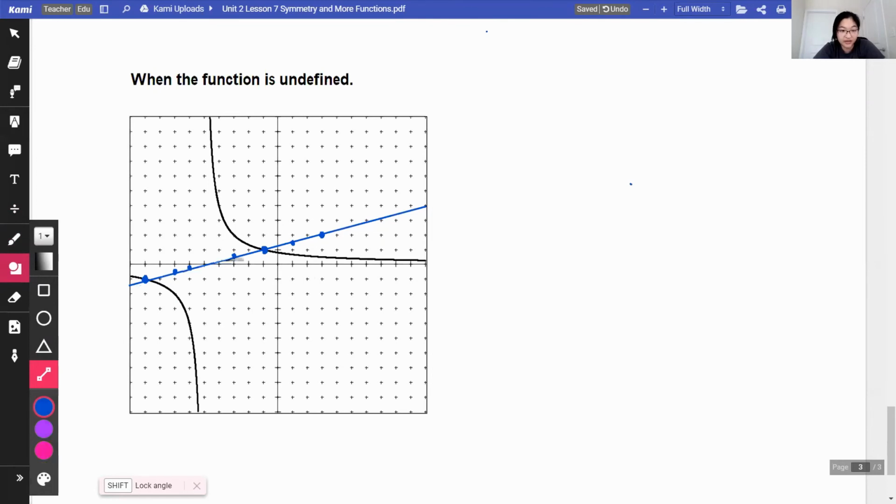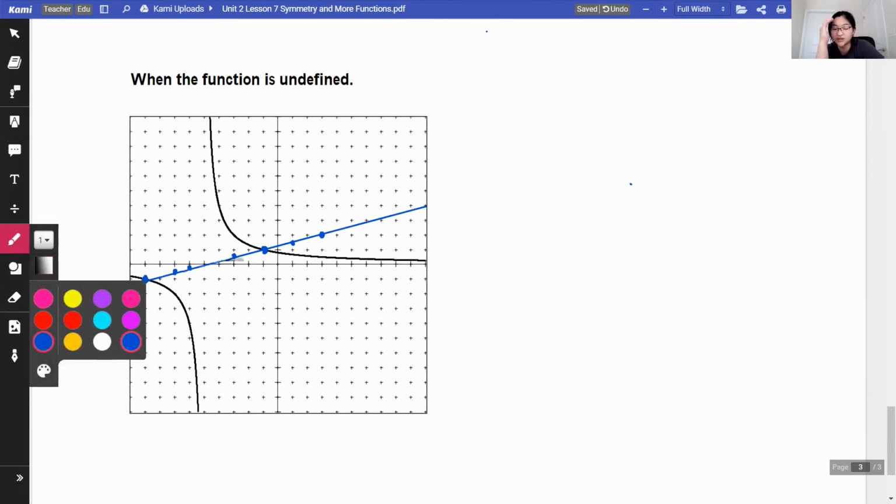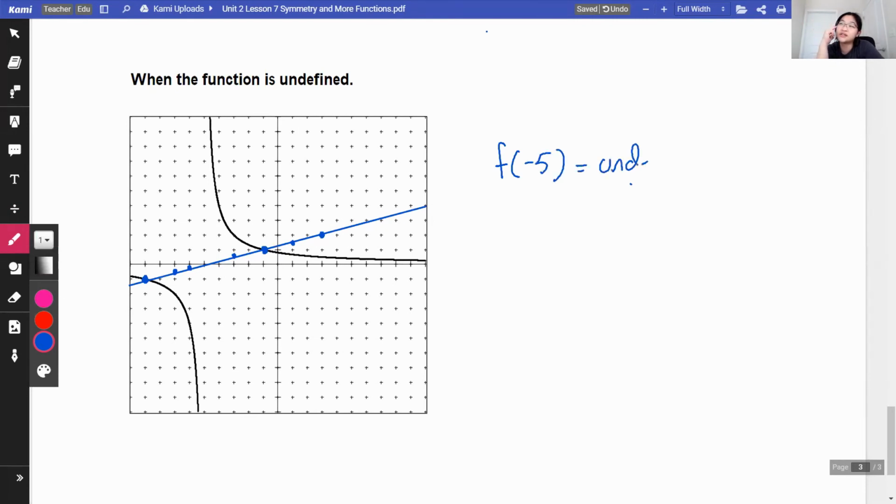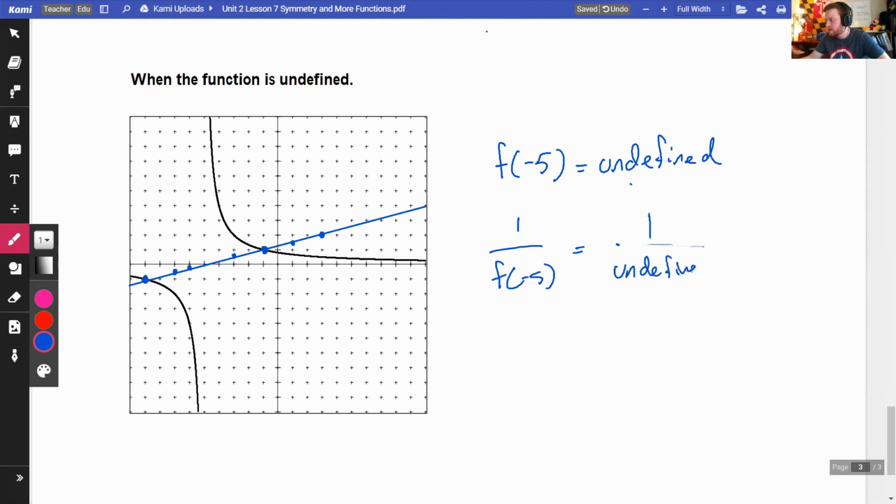Wait, but we have this vertical asymptote where our function is undefined, and I think we were talking about earlier that when we take the reciprocal of something that's undefined, what do we get? 1/f of -5. So it looks like we're getting 0, but that would mean that 1/undefined is equal to 0. Oh, question mark above this equal sign. But that seems fishy. I feel like when something's undefined, it's garbage.